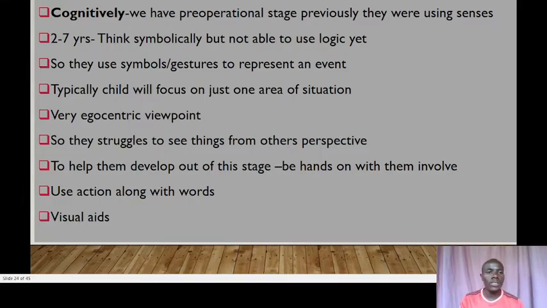Cognitively, according to Jean Piaget, we have the preoperational stage. Previously they were using senses in the sensorimotor stage to learn, but now they're going to be thinking symbolically, but not able to do it logically yet. They use symbols and gestures to represent an event, and this is within the 2 to 7 years.